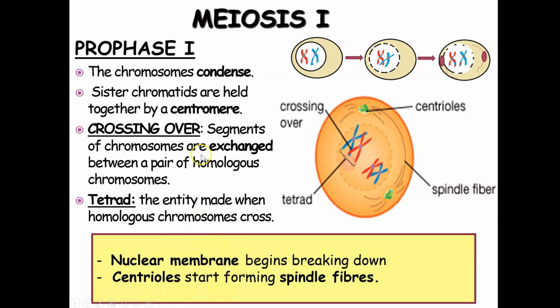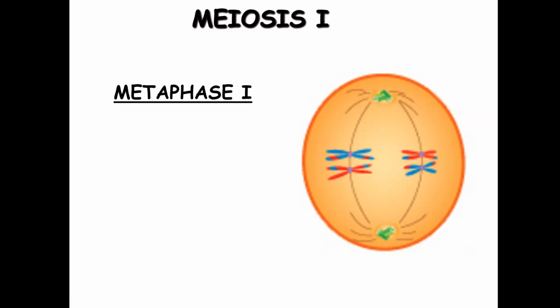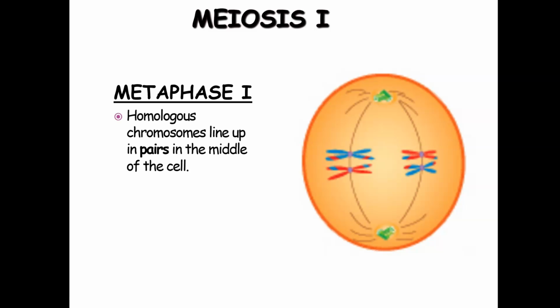Also during prophase 1, the nuclear membrane begins breaking down. Centrioles start forming spindle fibers right over here, just like in mitosis. In metaphase 1, the homologous chromosomes line up in the middle of the cell. Notice how it's the homologous chromosomes now in the middle.